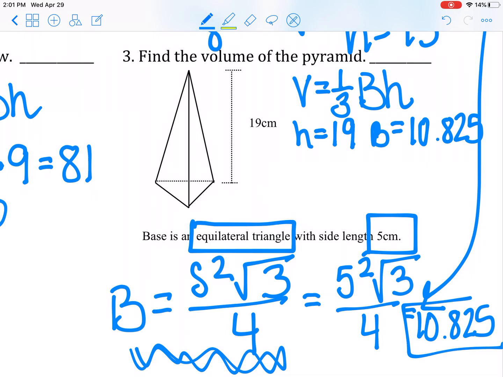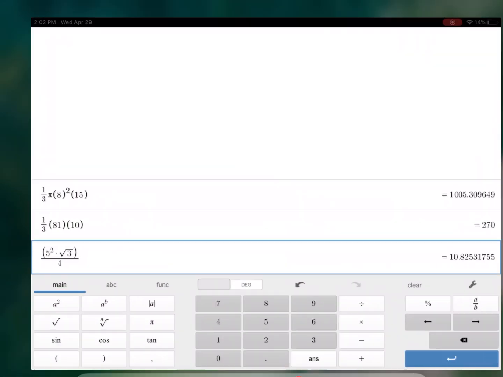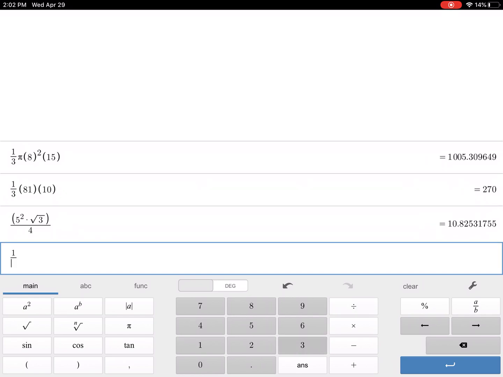Okay, let's plug that right into our formula of 1/3 times 10.825 times 19. I am actually going to click this answer button because that will transfer the entire decimal into the calculation, and using all of the decimal places will give you more of an exact answer than if you were to round. Then we type in our height, and that was 19, I believe. We get 68.56.